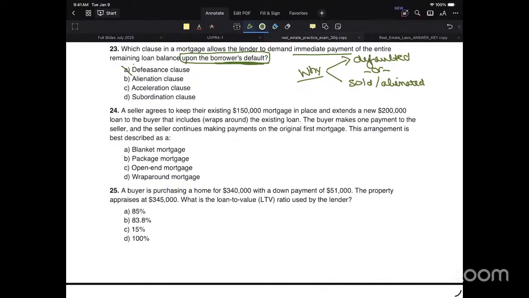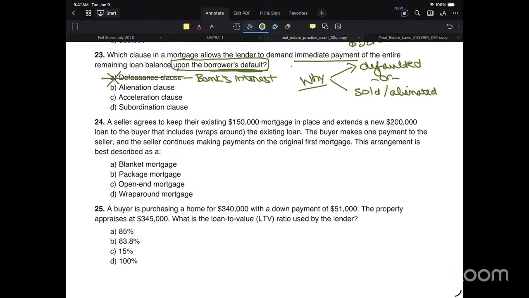Well, it's not the defeasance clause. Remember, defease, like our defeasible estates, a defeasance clause says something needs to end. And in the case of mortgages, it's the bank's interest that needs to end when the loan is paid off. It's not A. B, the alienation clause. Well, yeah, you do have to pay everything back immediately, but it's because you alienated or you sold the property. That is a different reason. We're looking because the borrower defaulted, so it's not B.